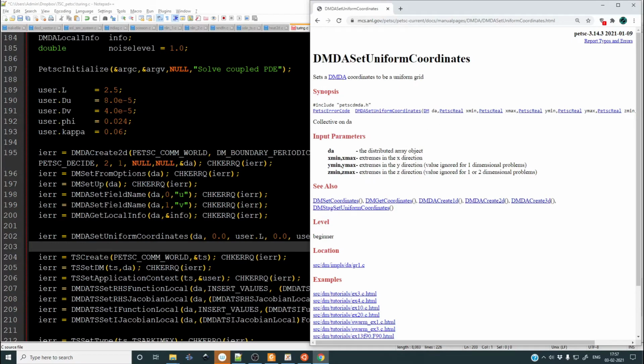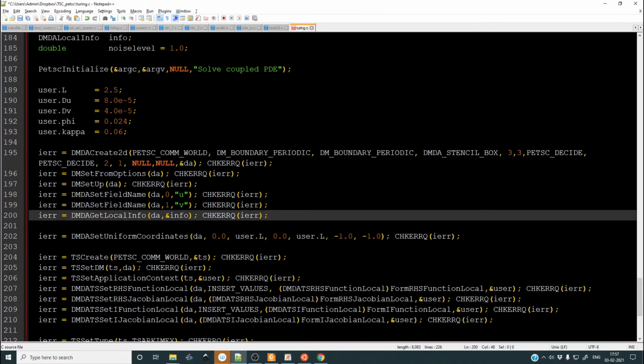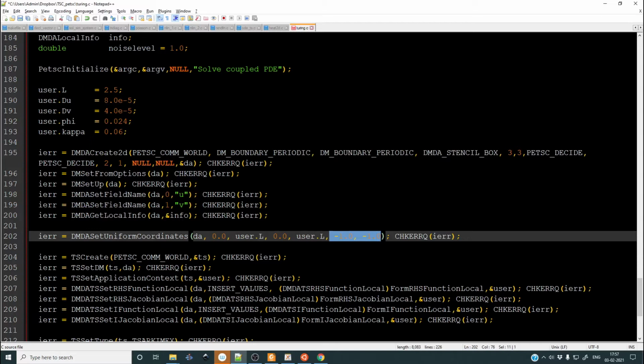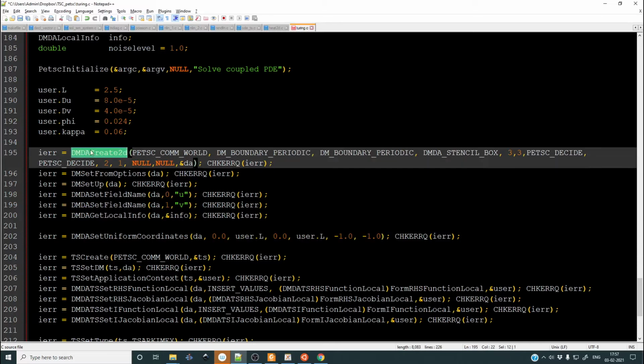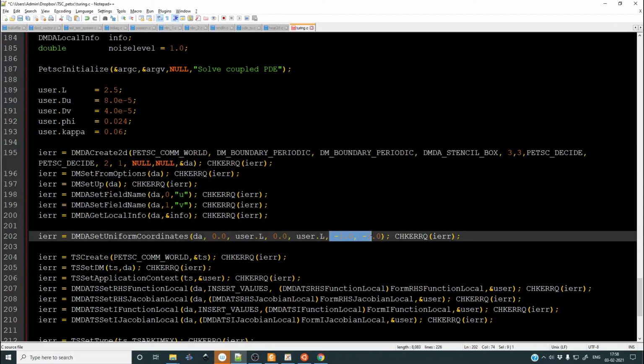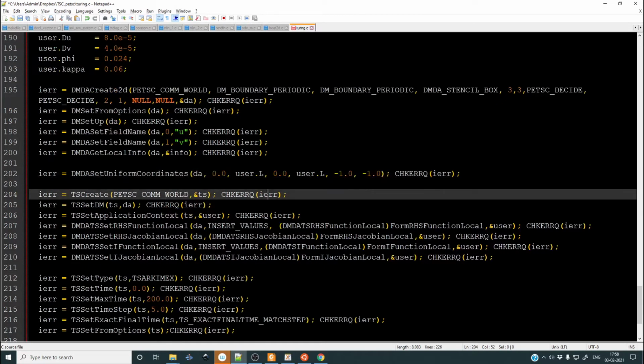So you have to pass the DA, you have to pass the X min, you have to pass the length, you have to pass the Y min, you have to pass this, and it doesn't matter what these two values are, because it's a two-dimensional problem, because you're creating a DMDA 2D. It doesn't matter what these values are, they're going to be ignored in the case of two-dimensional problems.